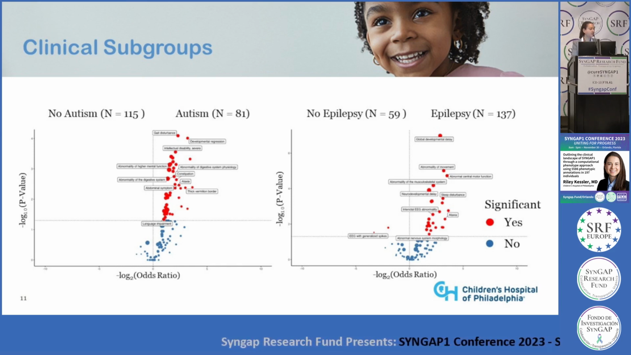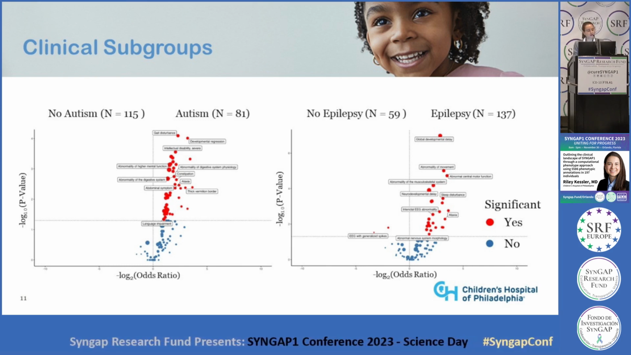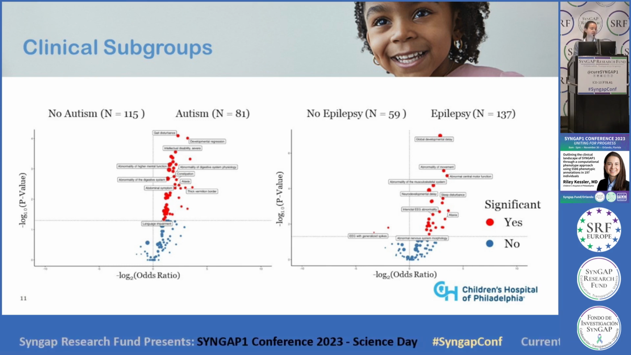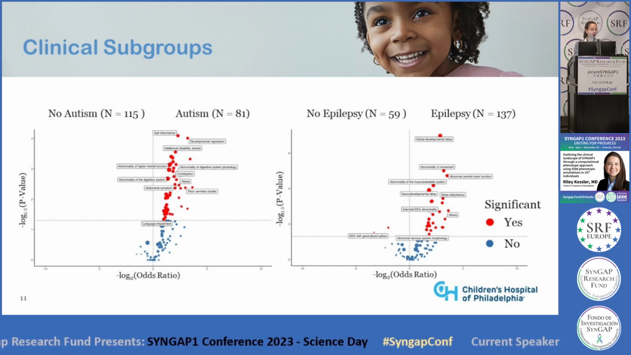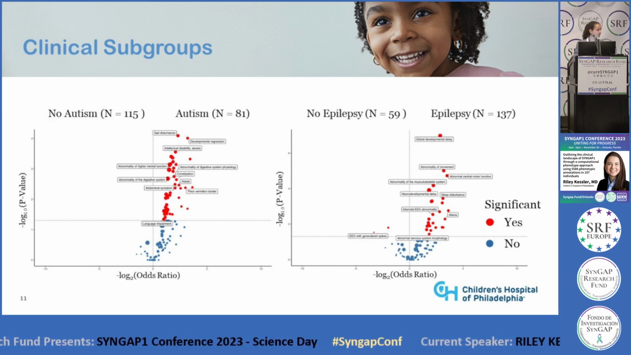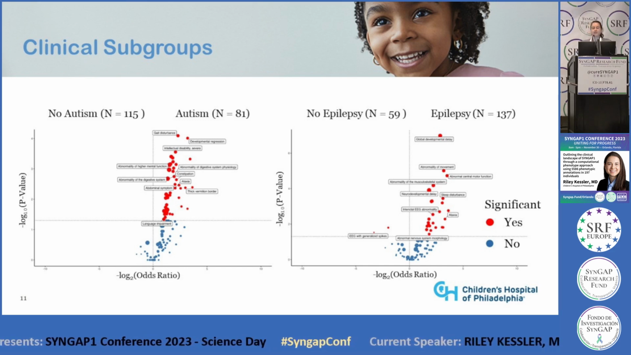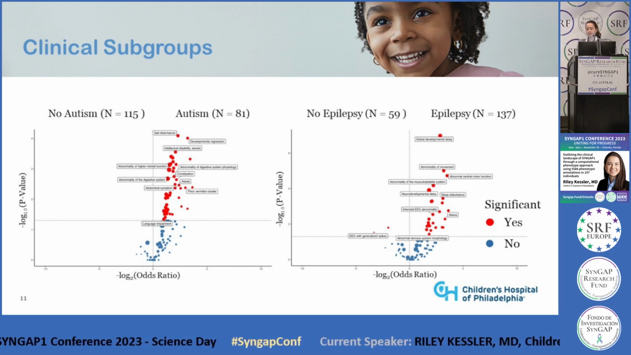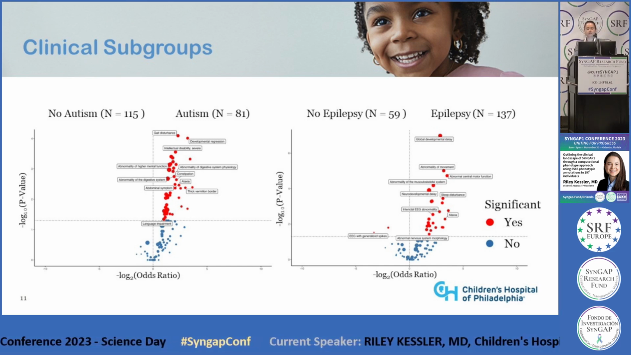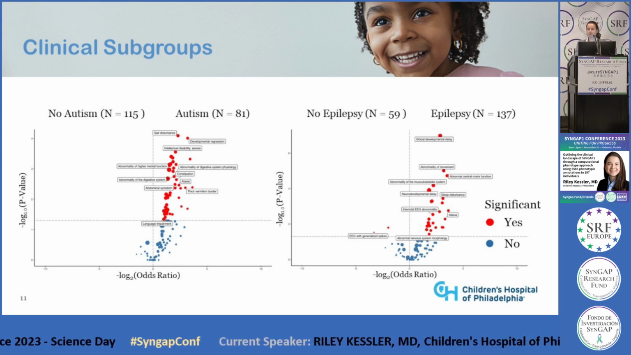Similarly, we can look at clinical subgroups. So here we're comparing patients with and without autism and with and without epilepsy. In the autism group, phenotypes like gait disturbance, developmental regression, and constipation were enriched. And in the group with epilepsy, we saw phenotypes like global developmental delay, abnormality of movement, and sleep disturbance.